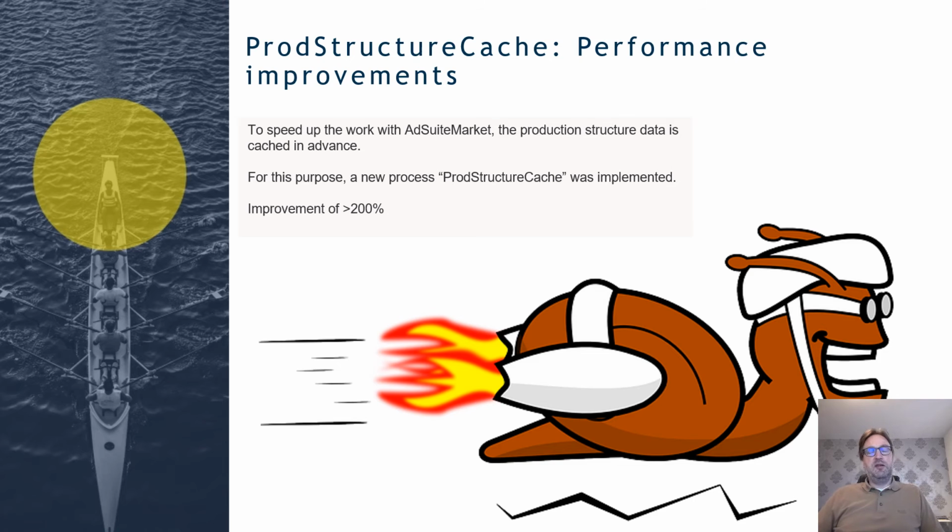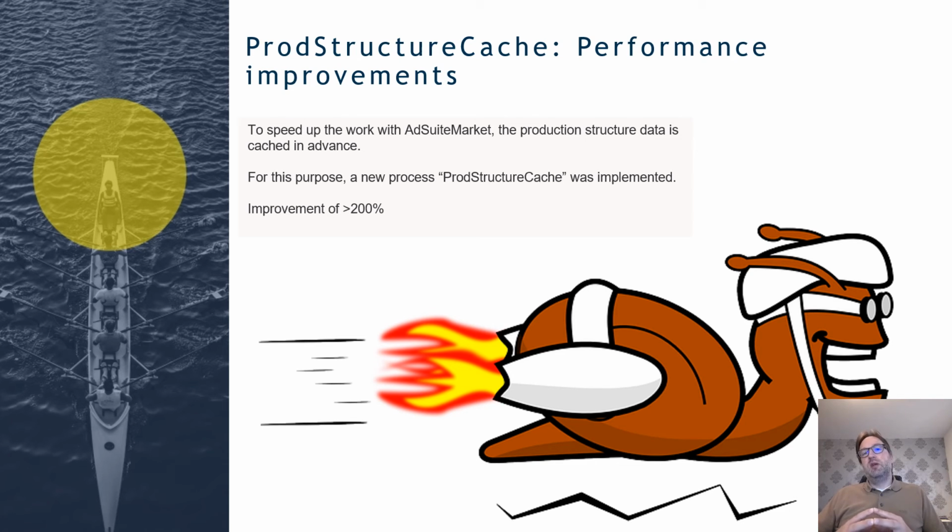The next topic is not really an enhancement, it's more an improvement. So for AdSuite Market, you need to build a ProdStructureCache. This means that the production structure is cached for AdSuite Market, so it doesn't have to ask the database every time which products, editions, and classes and stuff like that are in the system. This makes the usability of AdSuite Market way faster.